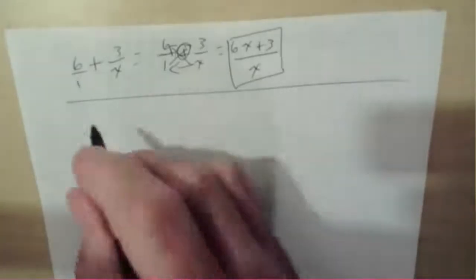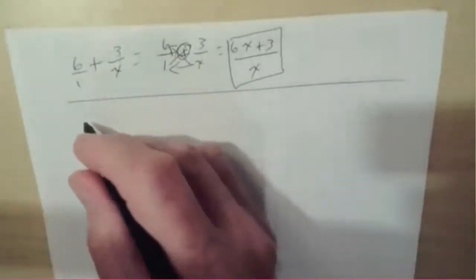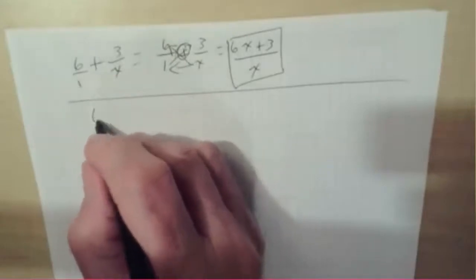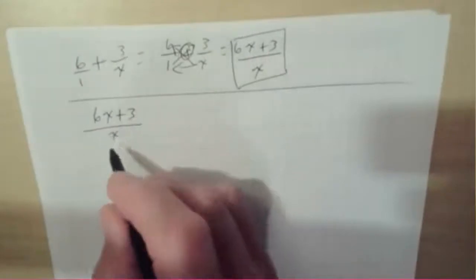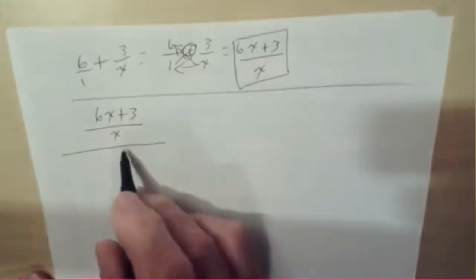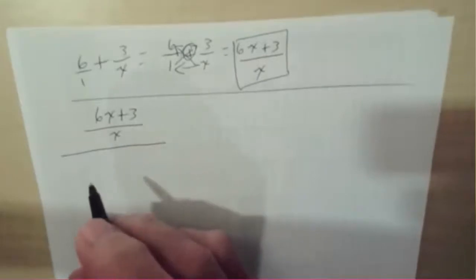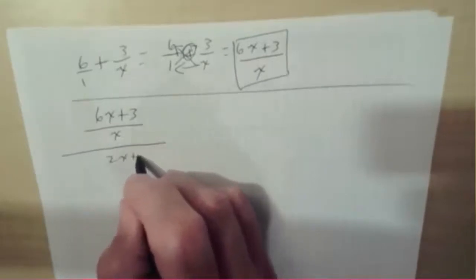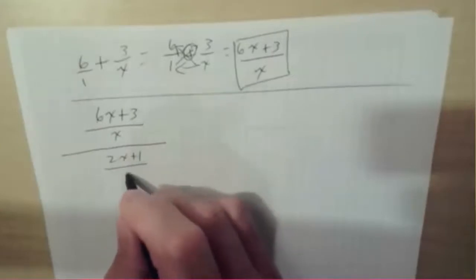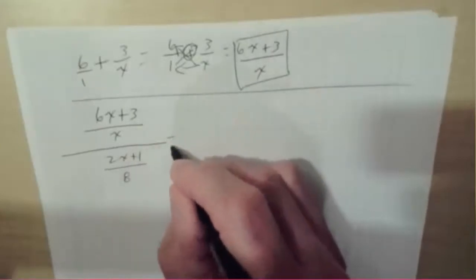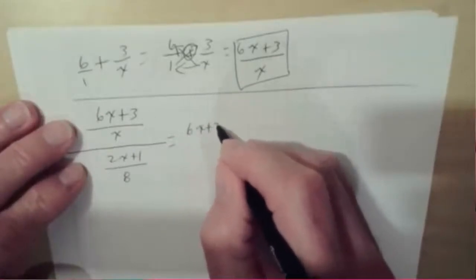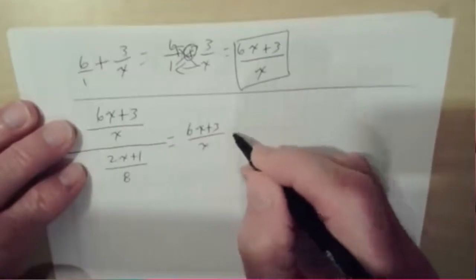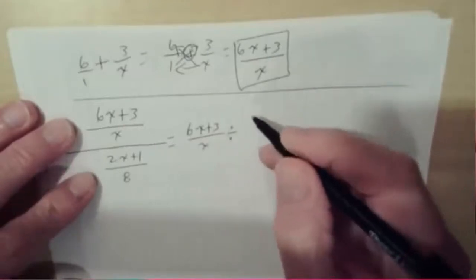Okay. Now this is where they get really kind of nasty. Why y'all looking at me when I say nasty? 6x plus 3 over x all over, remember the fraction bar means divided by, 2x plus 1 divided by 8. So this equals 6x plus 3 over x divided by 2x plus 1 over 8.